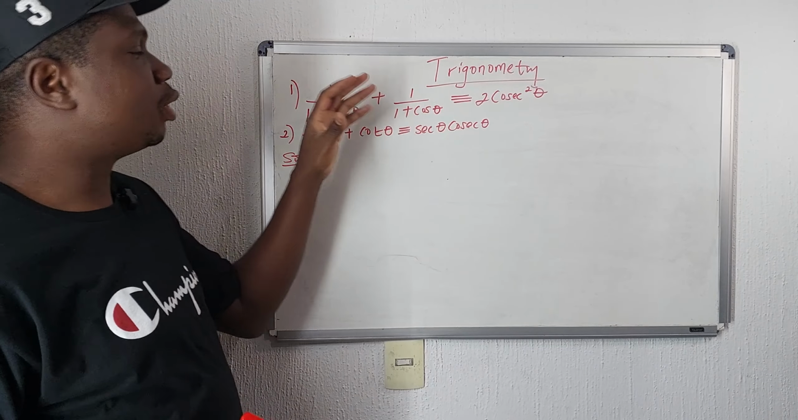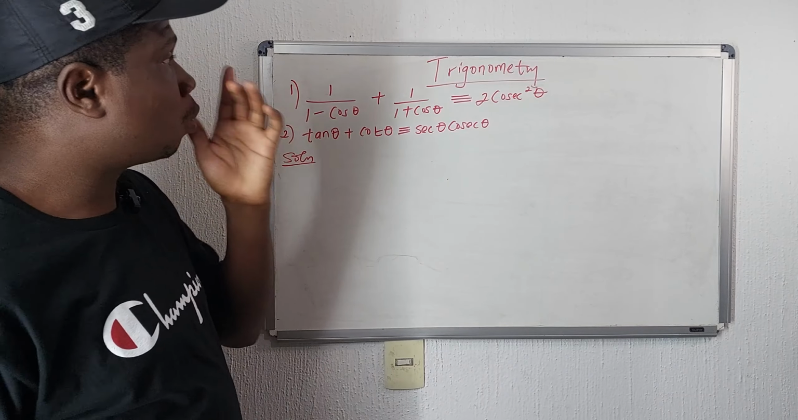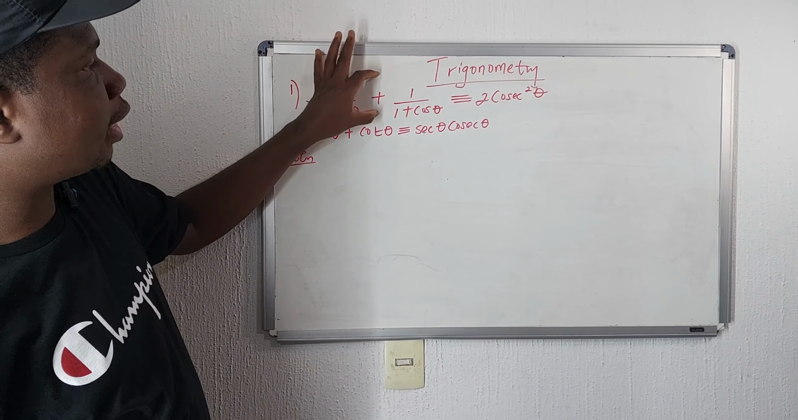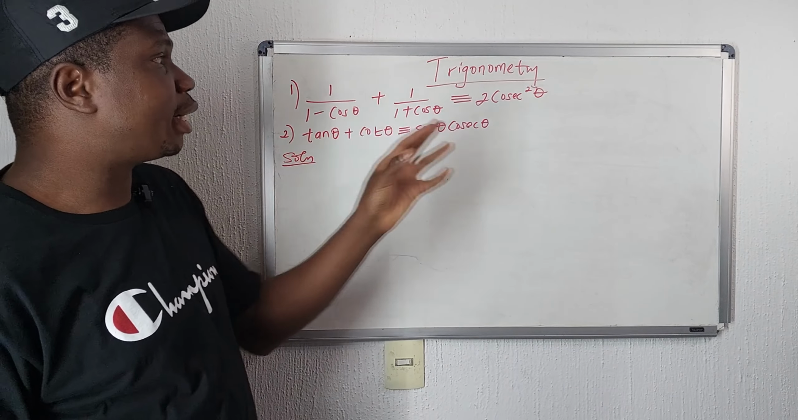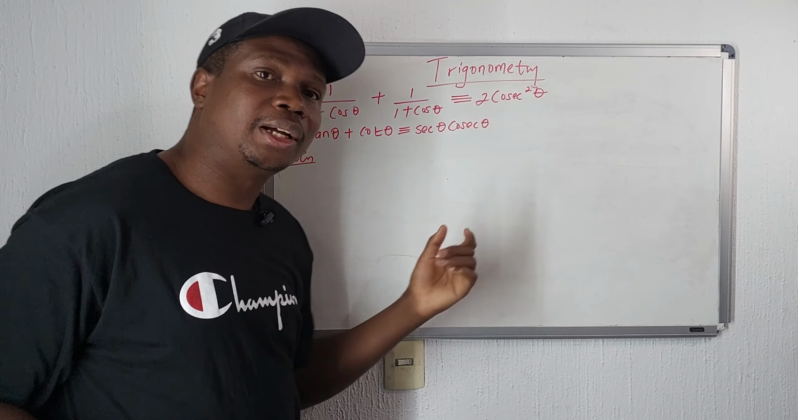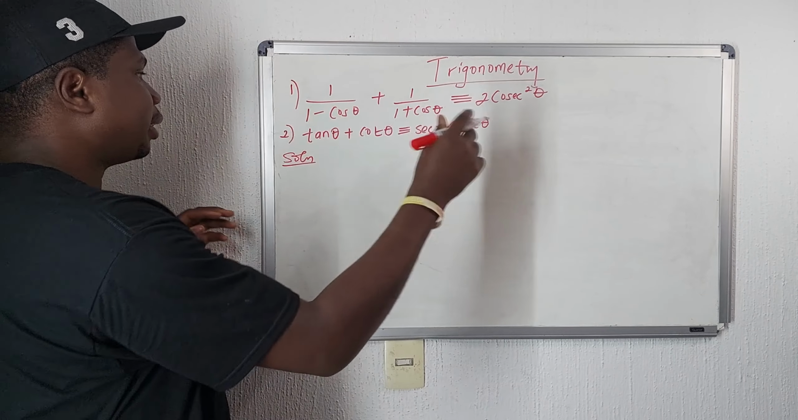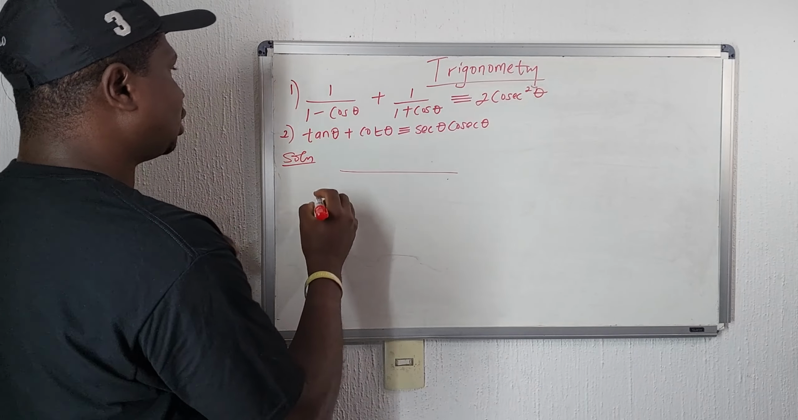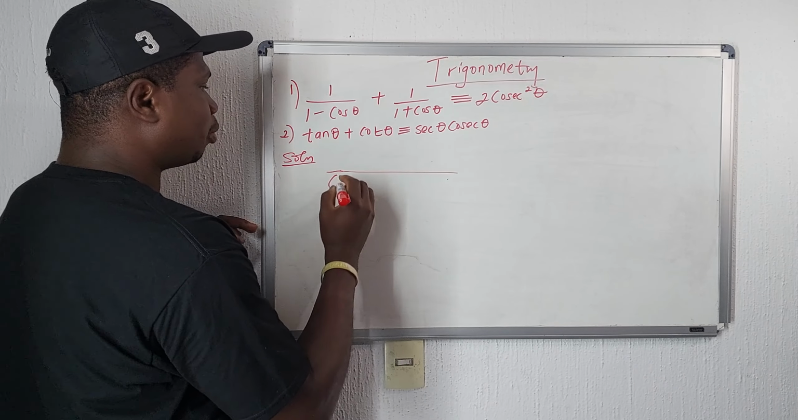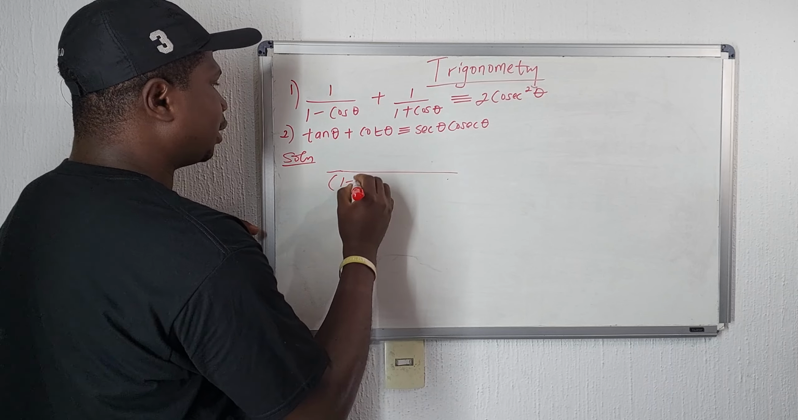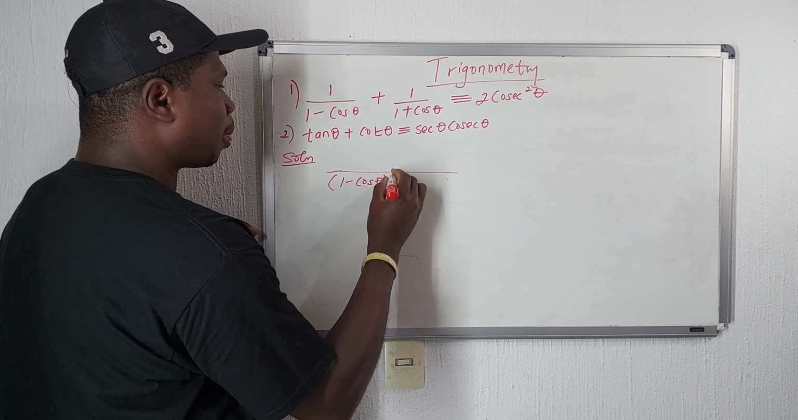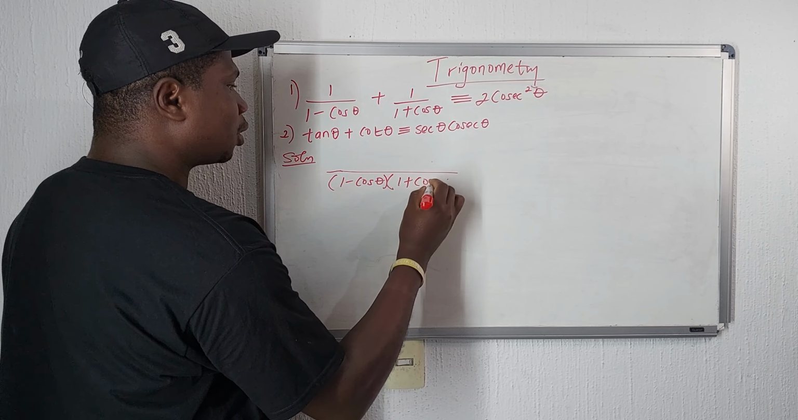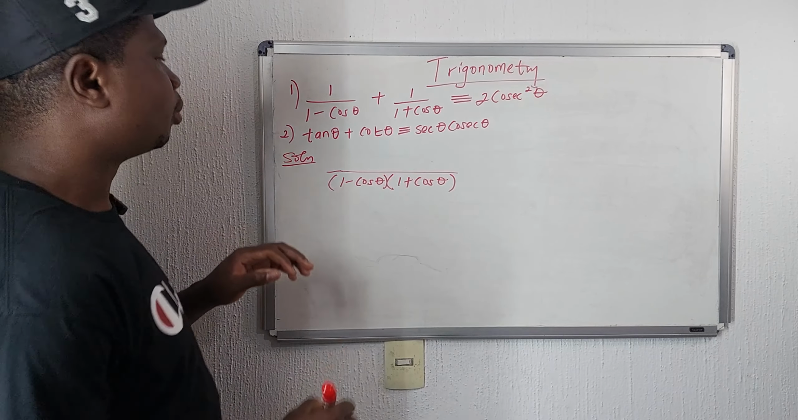When we are told to prove something, this kind of identity, all we could do is simplify the left hand side of this equation and try to make it look exactly like this. So by simplifying it and taking the LCM, which is the lowest common multiple, the LCM will be 1 minus cos theta, 1 plus cos theta.